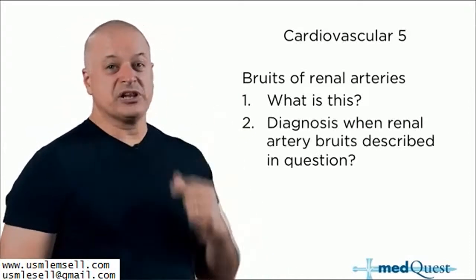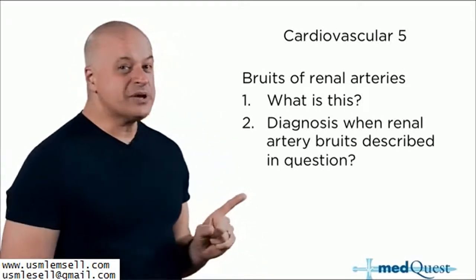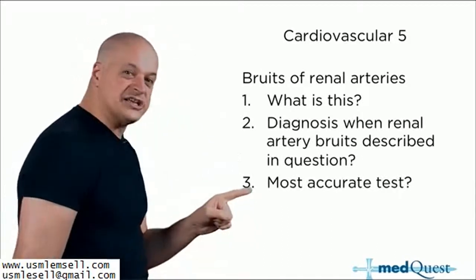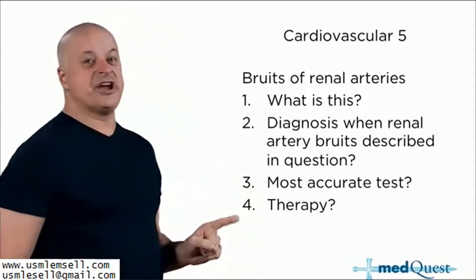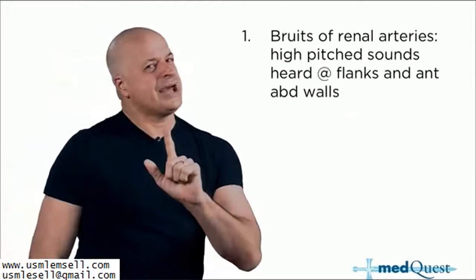Bruits of the renal artery, narrowing. And when the bruits, what is the diagnosis? It's renal artery stenosis. The most accurate test of all vascular lesions is angiogram. And the therapy for narrowed things, in this case, is dilation. But how to dilate it?